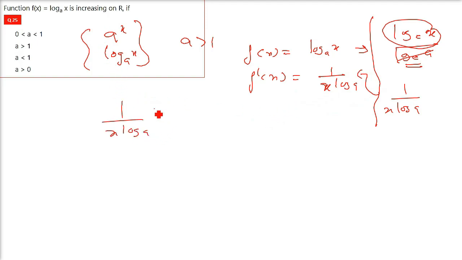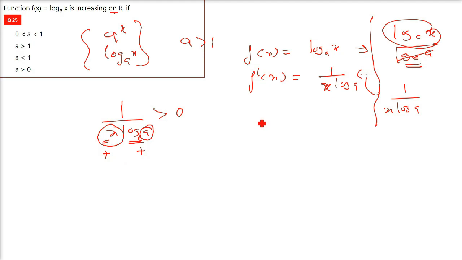1 by x log a is greater than 0 because it is increasing. It is given on R. R is what? The real numbers. So what do we get? If it is greater than 0, x has to be greater than 0 and log a should be greater than 0. Base is e. E is 2.7 and something, you already know that. We already know that a should be greater than 1. x can be any real number, it can be positive, it can be negative, whatever. But we are not dealing with x.